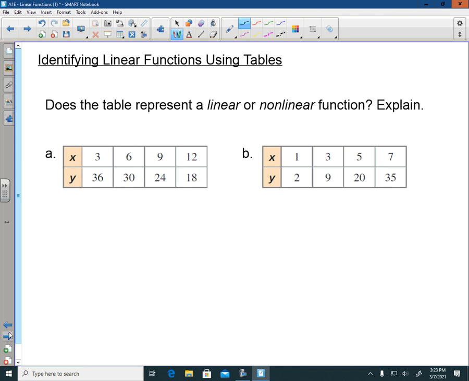All right, so looking at nonlinear in graphs is kind of the easy part, but we want to know if a table represents a linear or nonlinear function. So the key thing, here's the key idea.